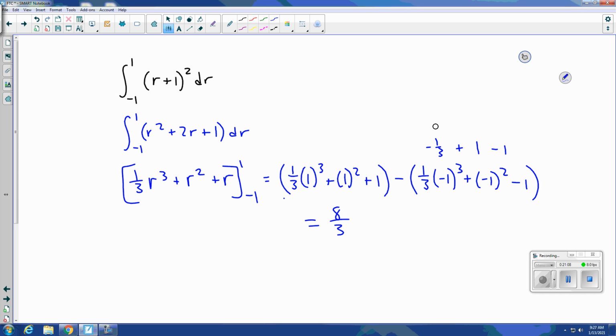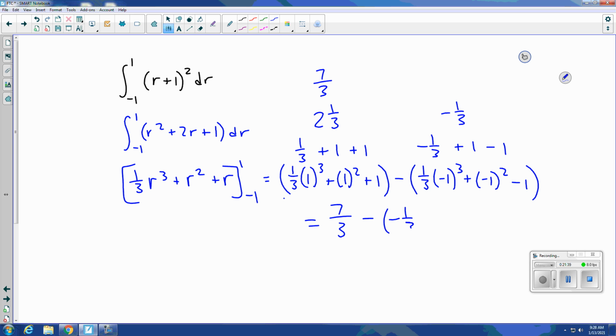All right, a lot of mistakes here. Let's back this up, because I screwed up the first one as well. So we're going to have 1/3 plus 1 plus 1, which is 2 and 1/3, which is 7/3, not 8/3. Then here we're going to have negative 1/3 plus 1 minus 1, which is going to be negative 1/3. So we're going to have minus a negative 1/3, which is going to be a plus 1/3, which is 8/3. So I screwed up some fractions, went a little too quick, but I apologize. So there's the correct answer.